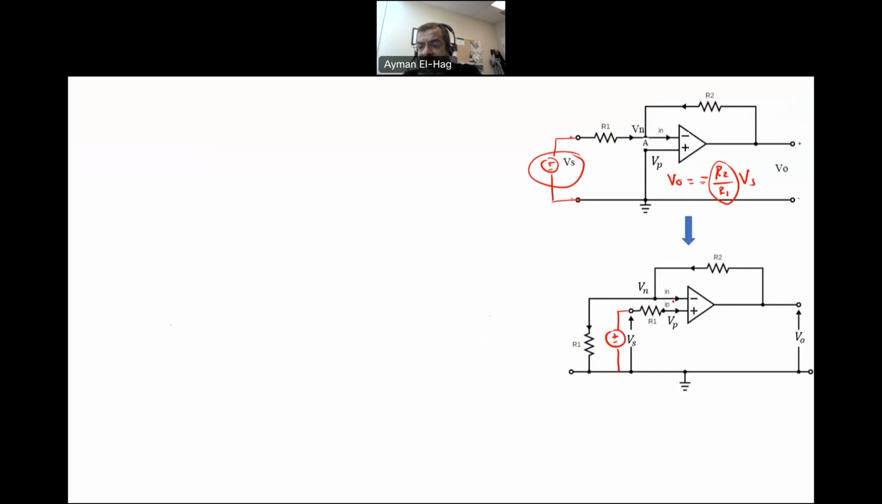Now we need to analyze the circuit. We know that the op-amp has two rules: Vn is equal to Vp, and In equals Ip equals 0. The question is, what is your Vp, to find Vn? Since Ip is equal to 0, the voltage drop across the resistor is equal to 0 as well. So if this voltage is equal to 0, then the voltage here, which is Vs, is the same at the node Vp after the resistance. So Vn here is equal to Vs.